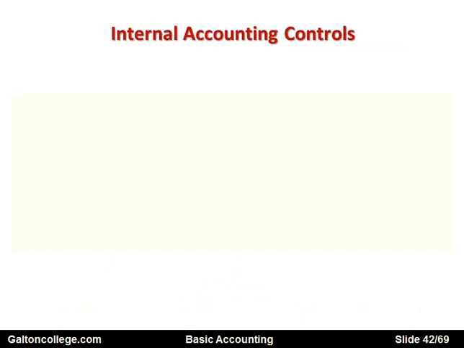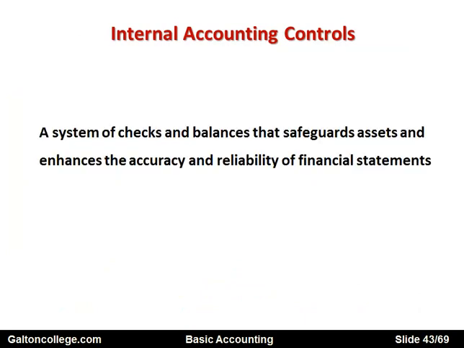Now, internal accounting controls. Well, a system of checks and balances that safeguards assets and enhances the accuracy and reliability of financial statements. So, internal accounting controls means checking the balances, and it checks for accuracy, it checks for reliability. Sometimes people make mistakes, they enter the wrong figures, or it could be even worse, people are trying to cheat the accounts. Well, that's criminal. So we'll assume for the moment we're not really dealing with that. We're dealing with situations where, let's say, people make mistakes.